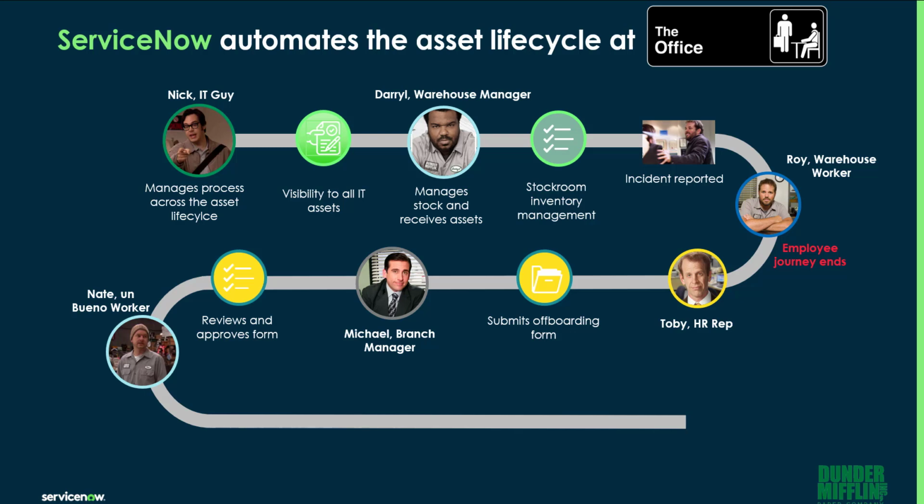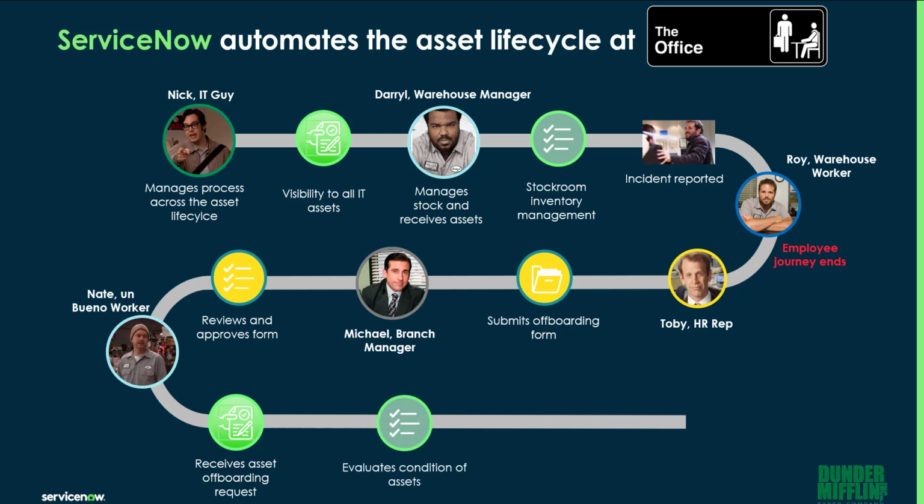it on to Nate, who, as you remember, was called Bueno Worker by Dwight when he was looking to hire someone to replace some of the folks that left the warehouse. I think they'd won the lottery at the time. Anyhow, so Nate, a good worker, is going to receive the asset that's assigned to Roy in the system automatically.